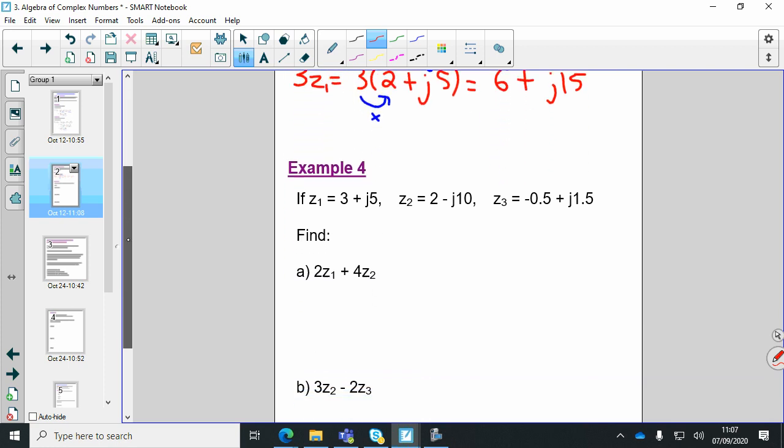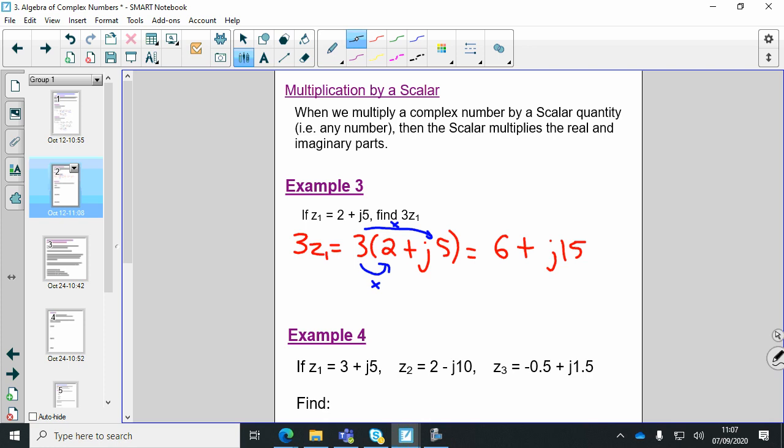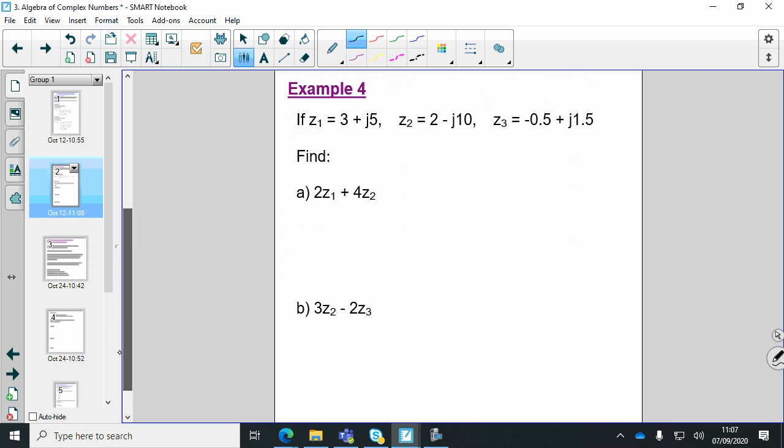And if we just do a few final examples here. So we've got Z1 is 3 plus J5, Z2 is 2 minus J10, and Z3 is minus 0.5 plus J1.5. So firstly, we've got 2Z1 plus 4Z2, so work that out. So we've got 2 lots of Z1, so 2 lots of 3 plus J5, plus 4 lots of Z2, so 4 lots of 2 minus J10.